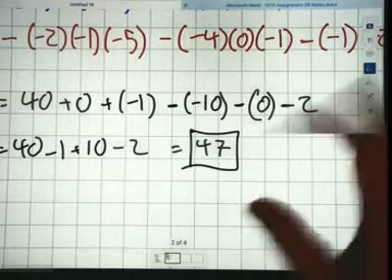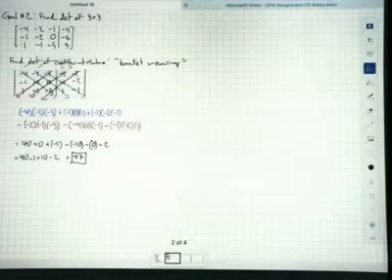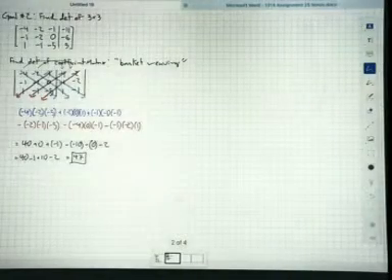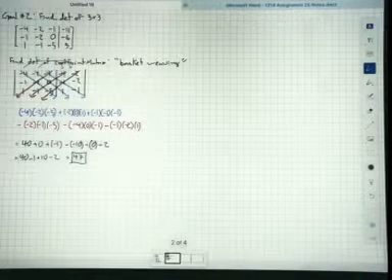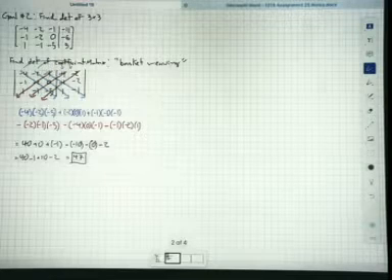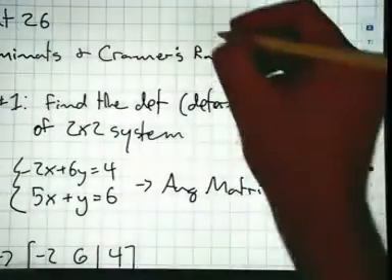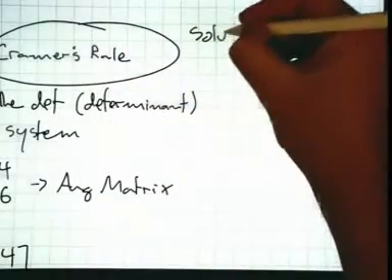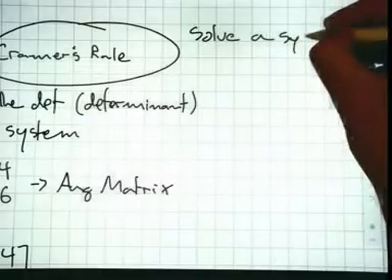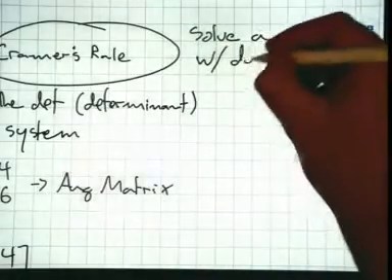All right. We're going to do some more examples with 3 by 3 matrices, because I've got things to talk about. So we now know how to find the determinants of 2 by 2 and 3 by 3 matrices. So let's apply that to Cramer's rule. Cramer's rule is how you can solve a system with determinants.